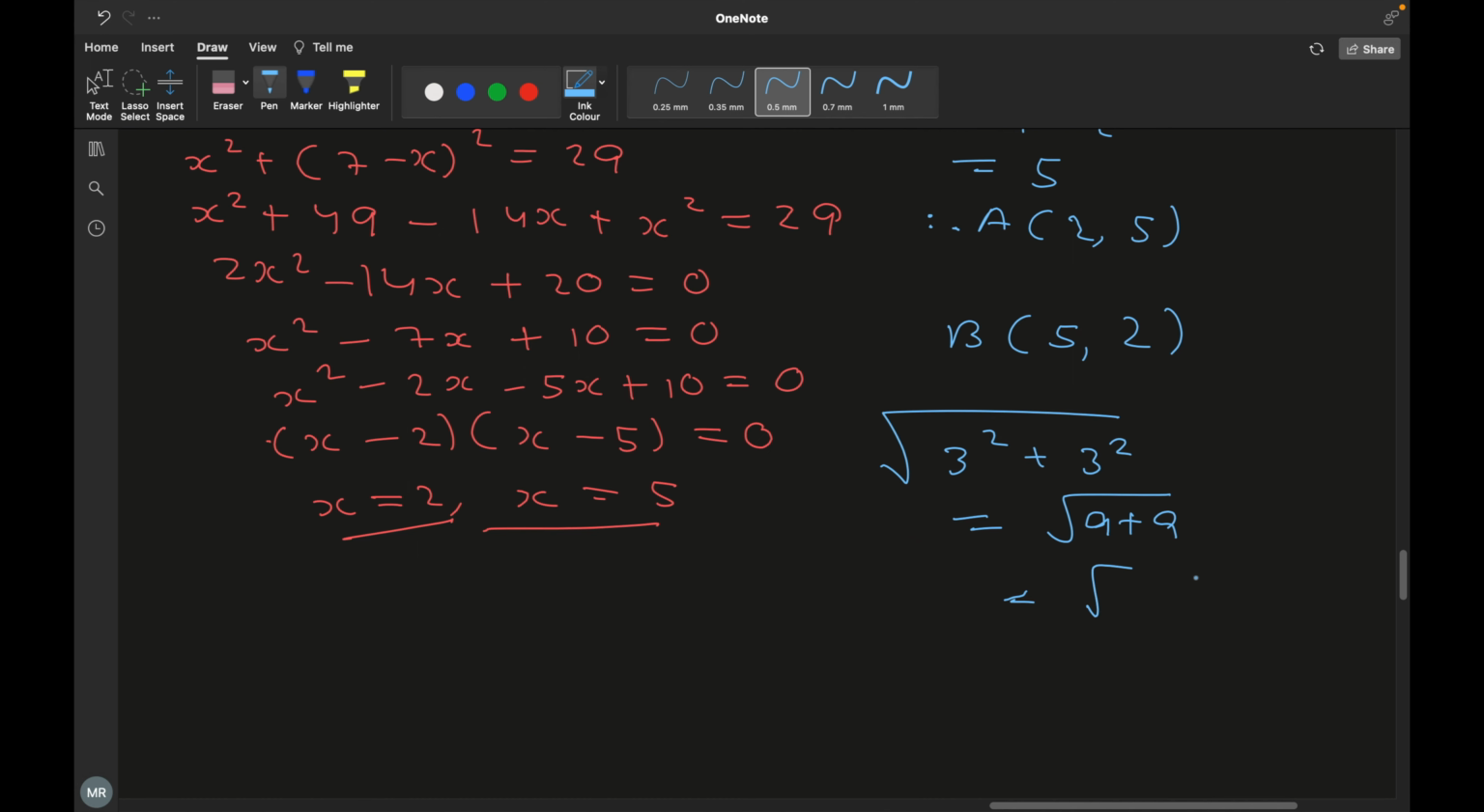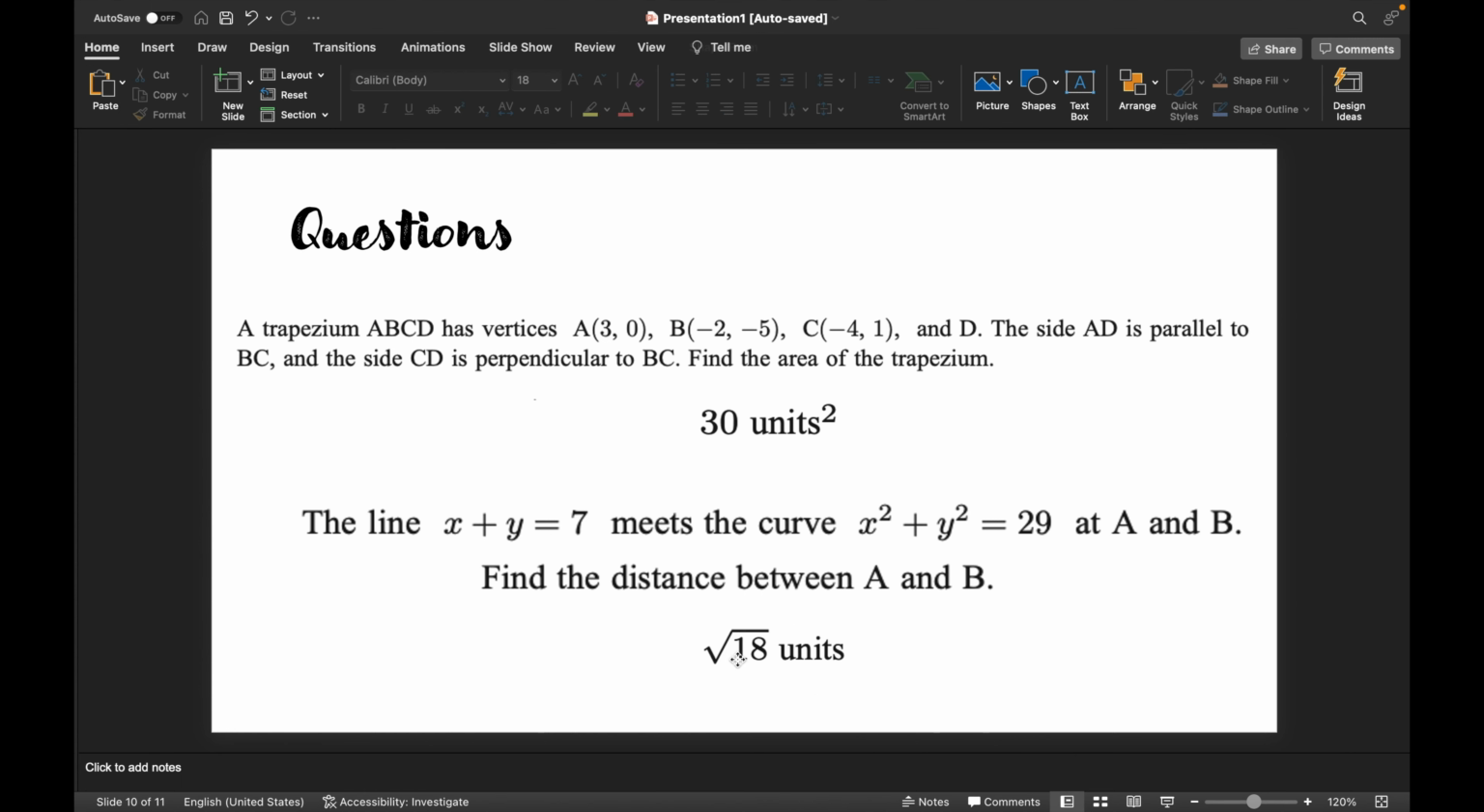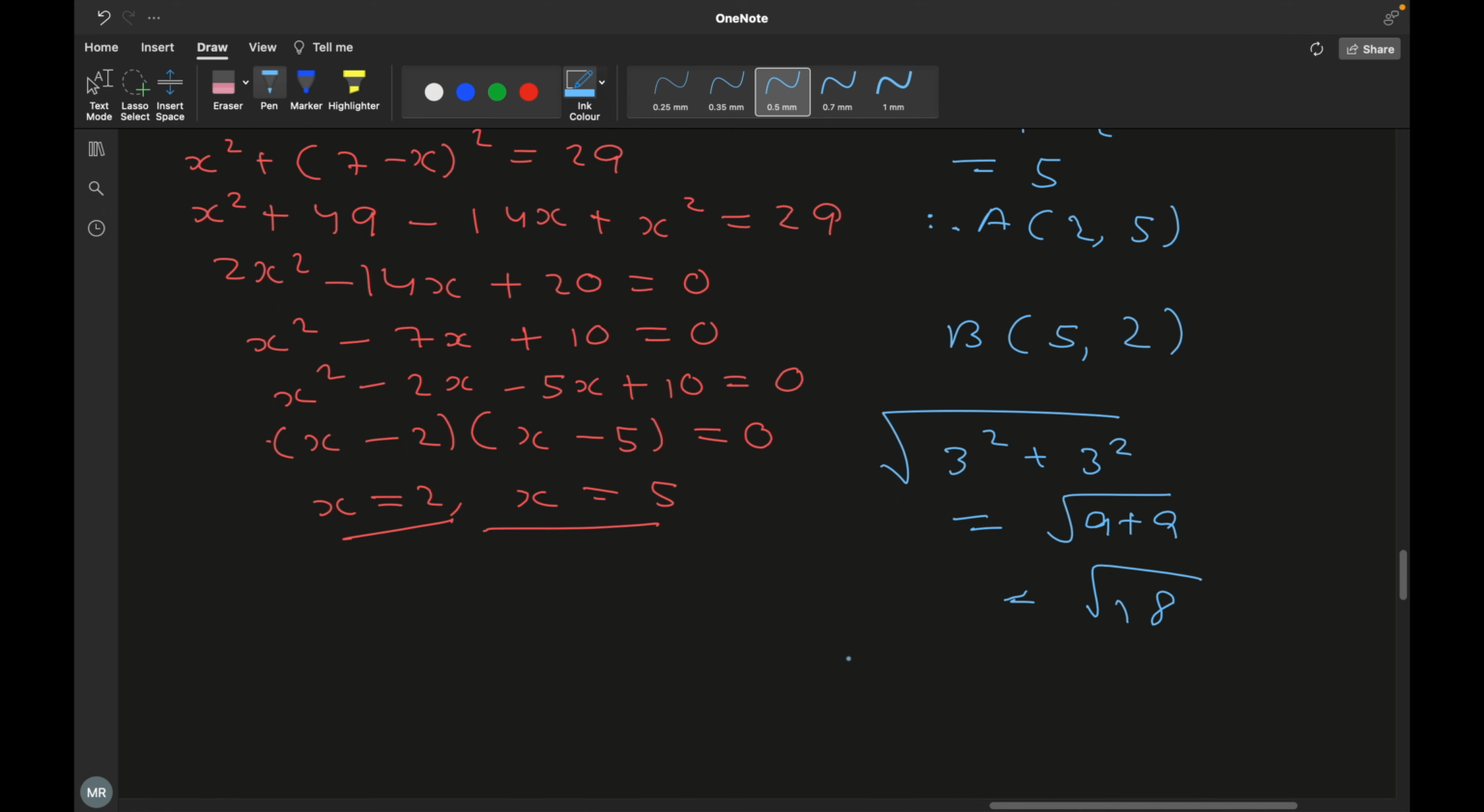That's square root of 18. Let's see the answer. Yeah, square root of 18 units. So therefore we got it right.